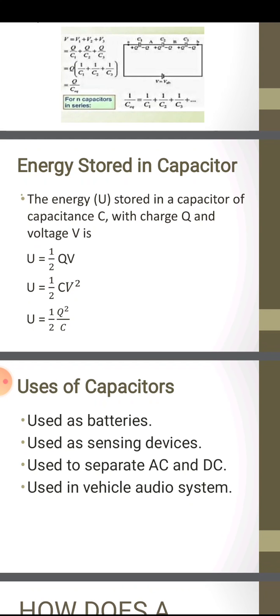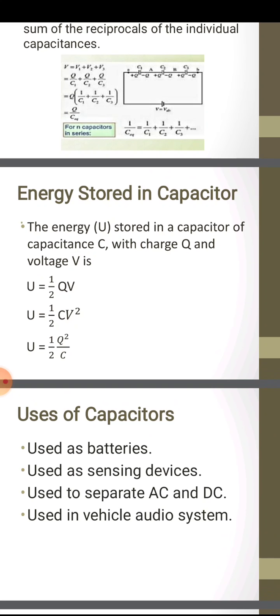The energy can be stored in the capacitor and can be expressed this way: if they are connected in series, then Q square upon 2C, and when in parallel then we can write 1 upon 2 CV square.